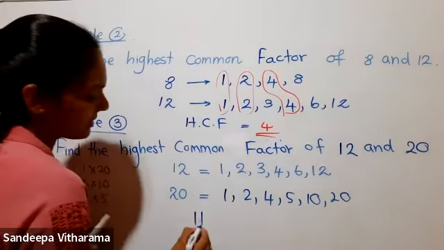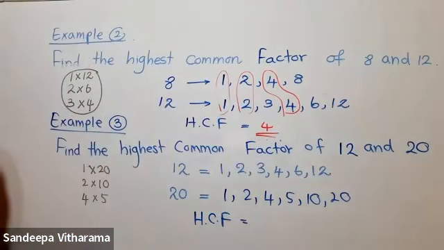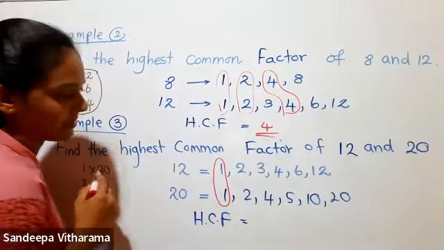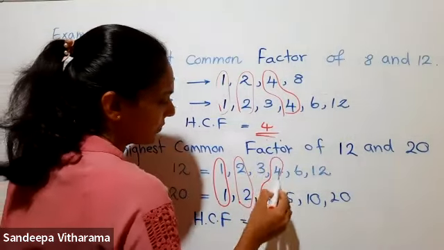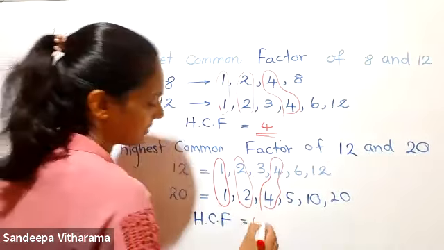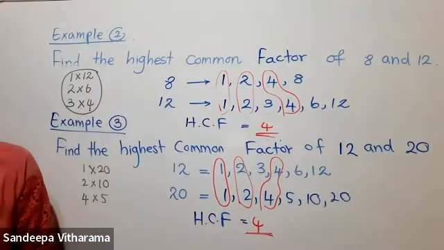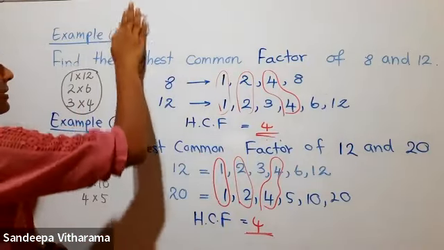Then what is the HCF? Just identify the HCF. 1 is common, 2 is common. Next, 4 is common. Then HCF is 4. Okay, did you understand this? Shall we do another one?